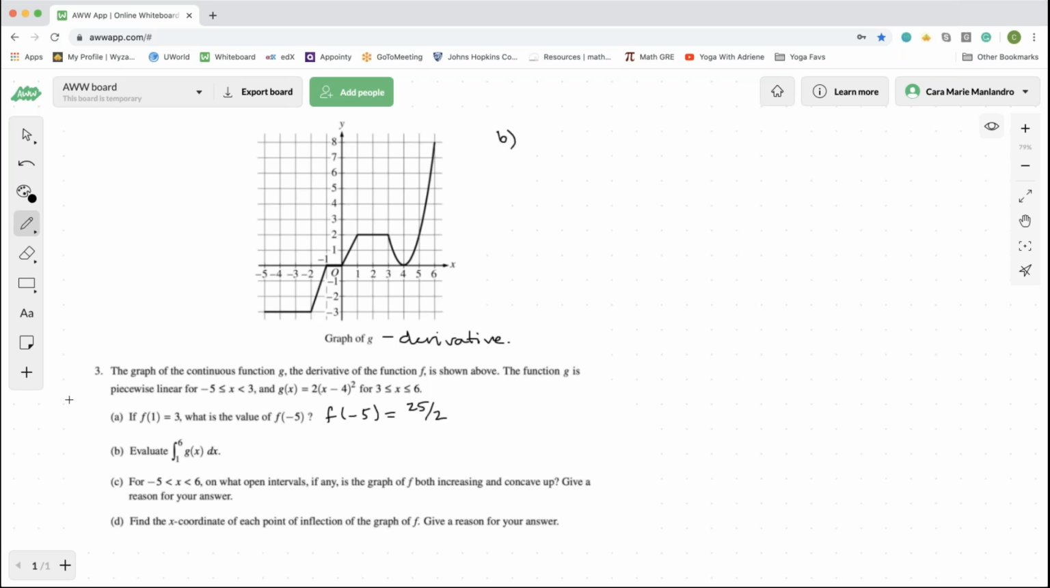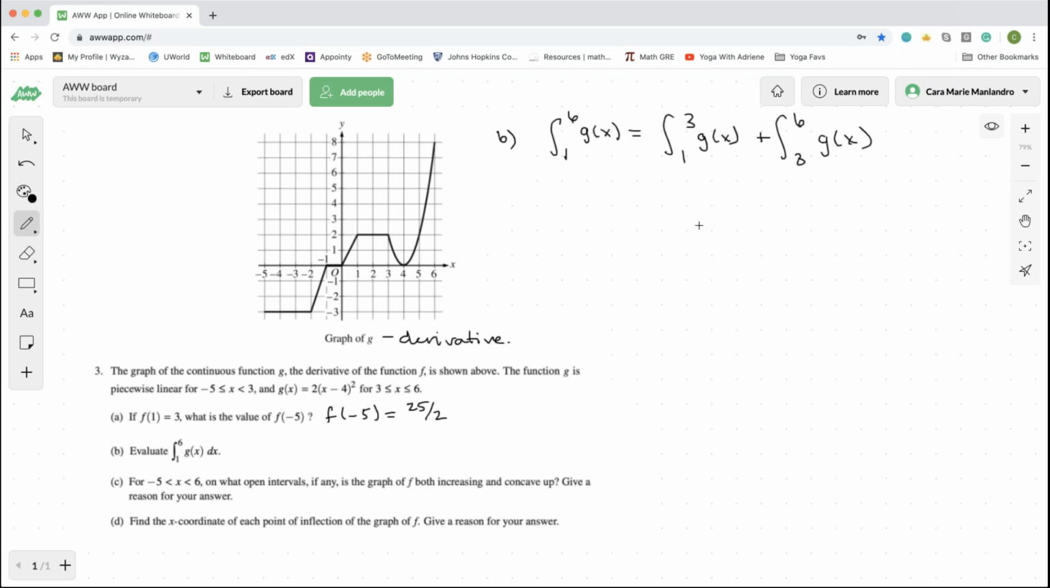Okay, so for B, we want to find the integral of this thing. And since we know a value here, I think it's good to break it up from 1 to 3 and then from 3 to 6. All right, so I'm going to set it up as the integral from 1 to 6 of g of x is going to be the integral from 1 to 3 of g of x, plus 3 to 6.